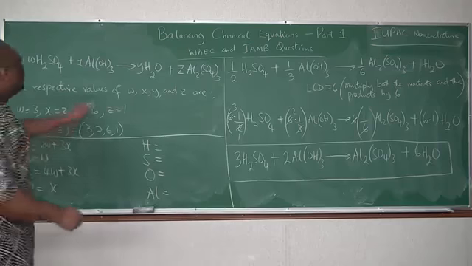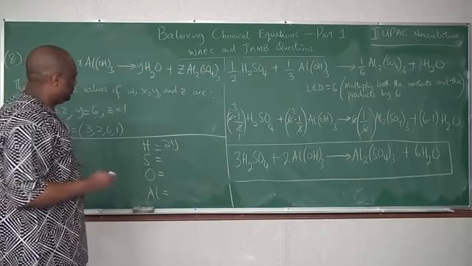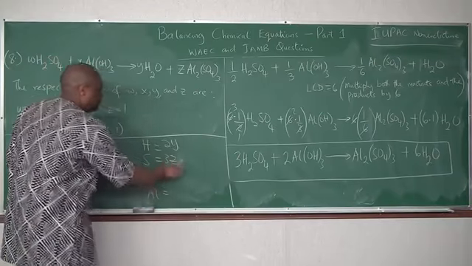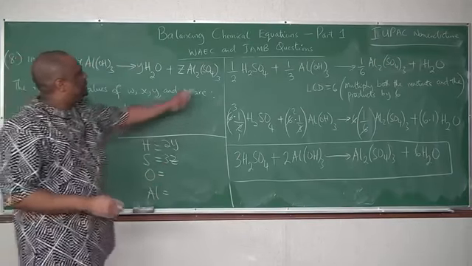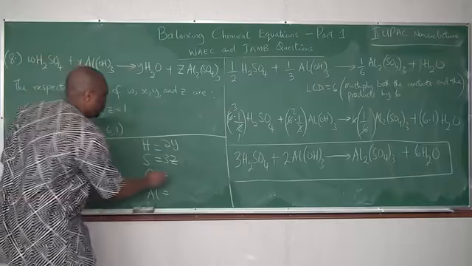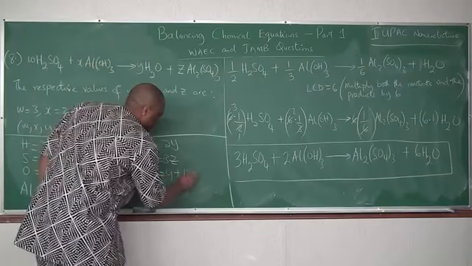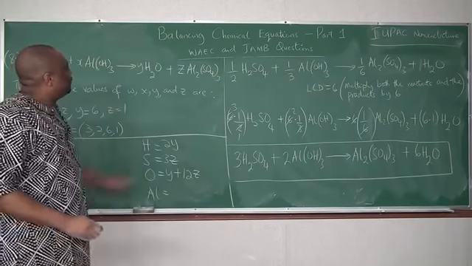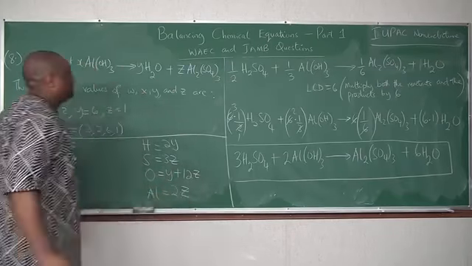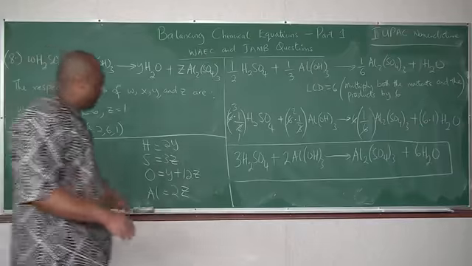Then here, hydrogen is 2Y, sulfur is 3Z. Oxygen is 4 times 3, 12. Well, let's start from here first. Oxygen, 1 times Y plus 4 times 3, 12, so Y plus 12Z. And aluminium is 2 times Z. Okay? Alright, so let's solve it.